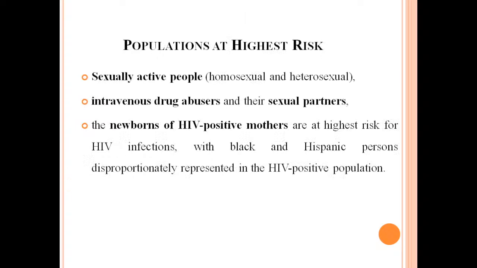Who are the highest risk patients for HIV? These are sexually active people, homosexual and heterosexual, who have unprotected sexual contact. Intravenous drug abusers and their sexual partners, and newborns of HIV-positive mothers are at higher risk for HIV infections, with Black and Hispanic persons disproportionately represented in the HIV-positive population.